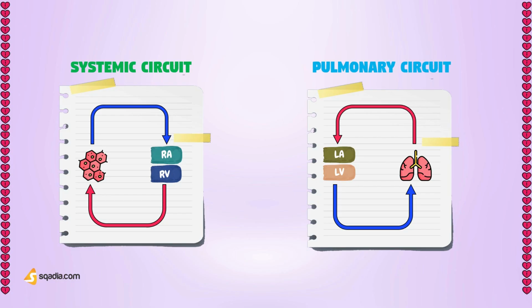So, sir, we can say that due to transposition of pulmonary artery and aorta, or transposition of great arteries, the systemic circuit and pulmonary circuit do not mix.